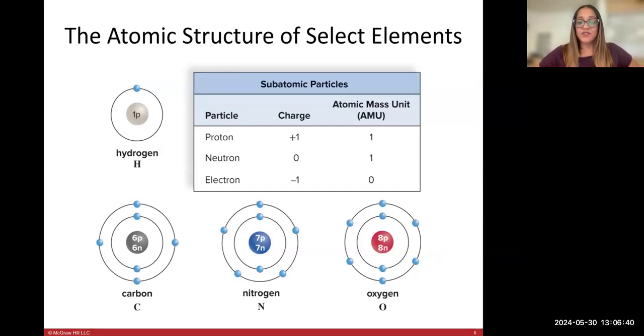Different elements: hydrogen, carbon, nitrogen, oxygen. They have different shells. They have a different amount of protons. They have a different amount of electrons. This is how we distinguish the elements from each other.